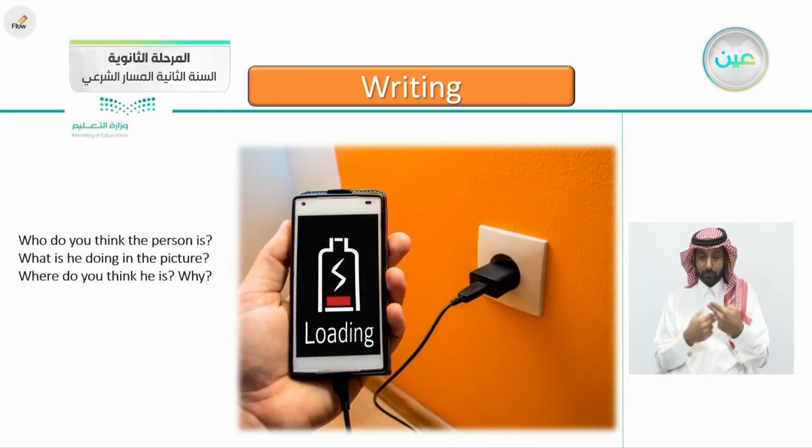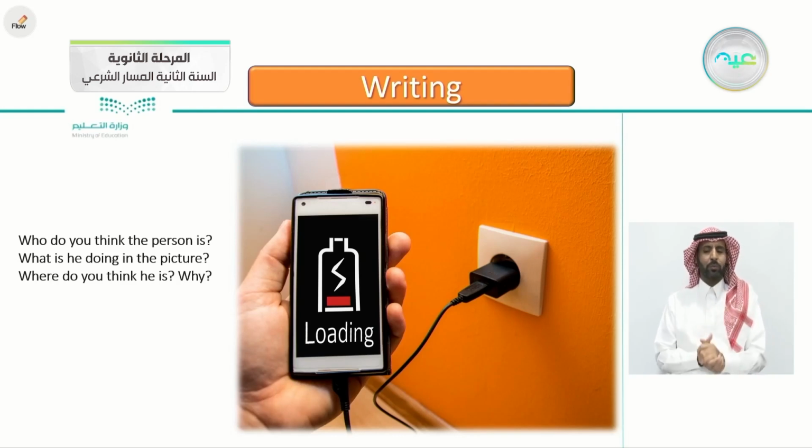Let's begin here. Who do you think the person is? You can see the picture here. Can you tell me what you see in this picture? Yeah, it's very easy. It's someone charging his phone, and you can see the socket here. He plugged the charger into the socket and he's charging his phone. Here are a few questions. Who do you think the person is? What is he doing in the picture? Where do you think he is and why?